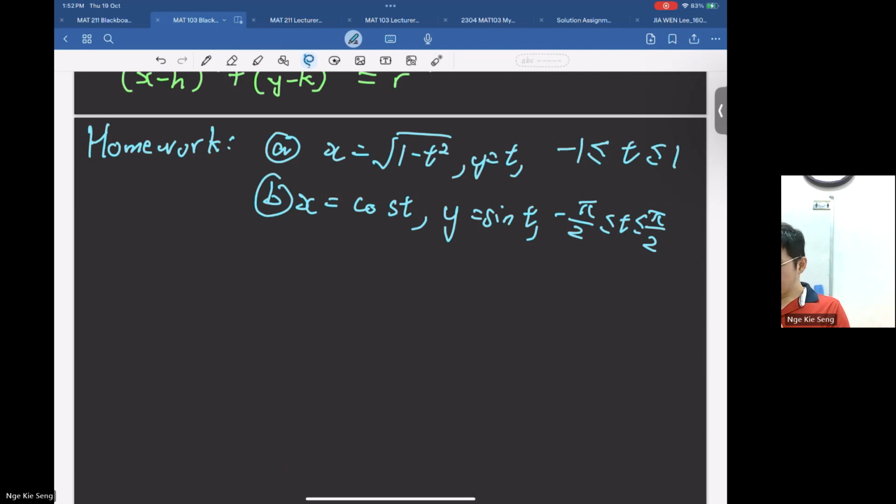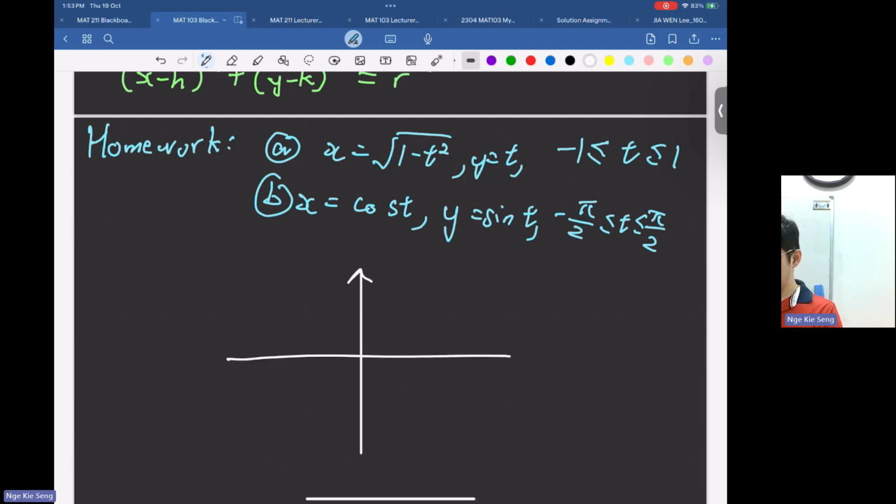So I think which one is more familiar to you? A or B? B, okay, because B is a circle. But you need to take note of the interval here. What's this interval here? Minus pi over 2 to pi over 2. And where is minus pi over 2 to pi over 2?